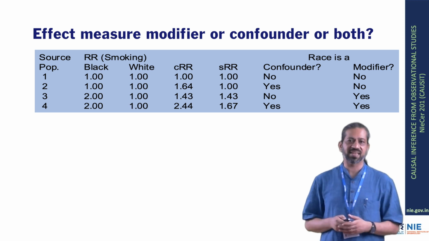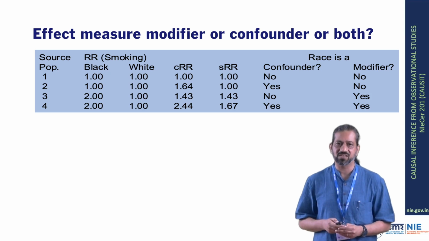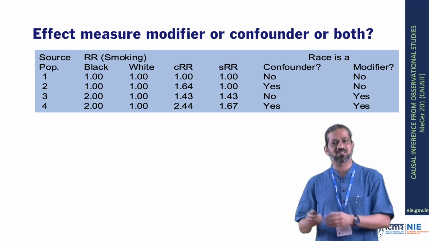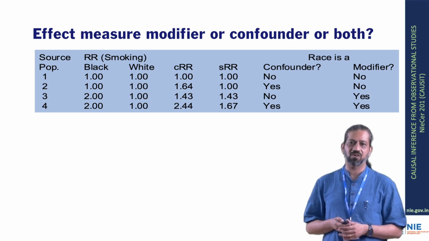However, if we look at the second source population, we can see that the crude risk ratio of 1.64 is different from the adjusted risk ratio, which is 1, and hence we could label race as a confounder.